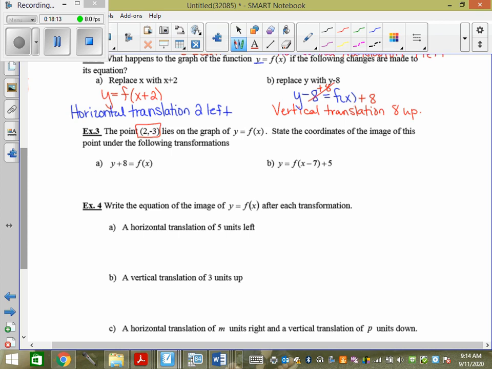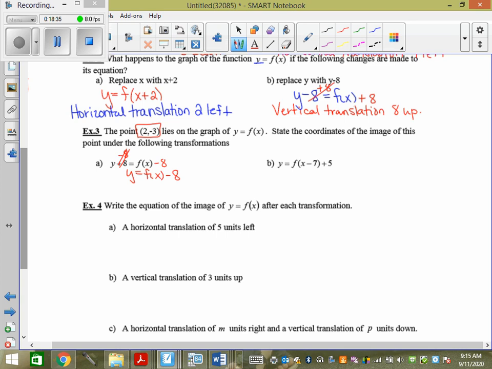I'm going to add the 8 over. Oh my gosh. I'm going to subtract the 8 over. So I get y equals f of x minus 8. So what am I doing? It's a vertical translation, 8 down. We agree? And you might think, why am I doing mapping now?